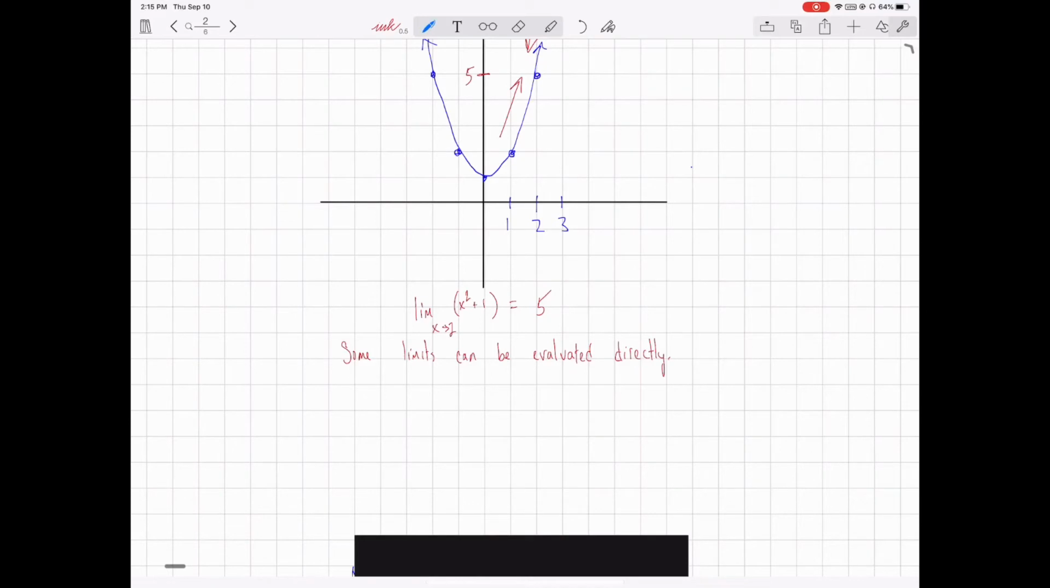And that means that you could just plug the number in. So if the function is continuous at all places, you can just plug the number in and get the limit value. So x squared plus 1, it's a continuous function. There are no domain restrictions or anything like that. So you can just plug the number in. It's going to be 5. And that would be the limit value at that point.